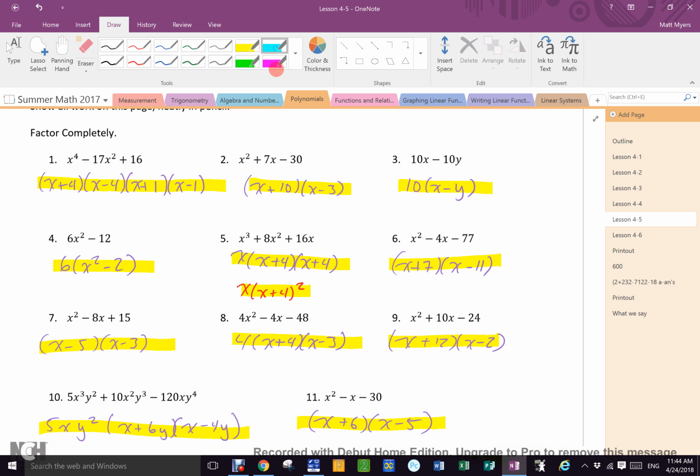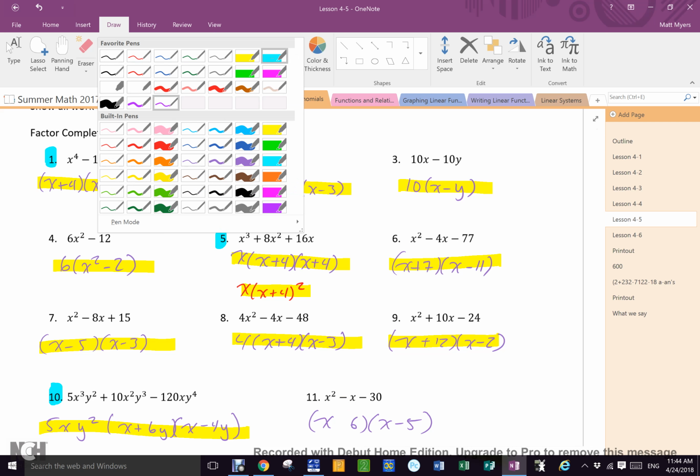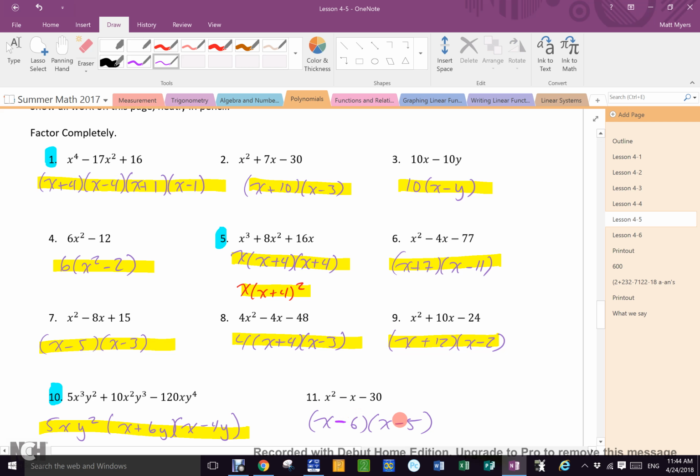Number 10 would be a concern of the things on the screen right now, and probably number 1 was a bit of a concern. On number 11, shouldn't it be negative 6 instead of negative 5? 6 minus 5. Yes, it should. That should be negative 6 and positive 5. Nice catch, Louis.